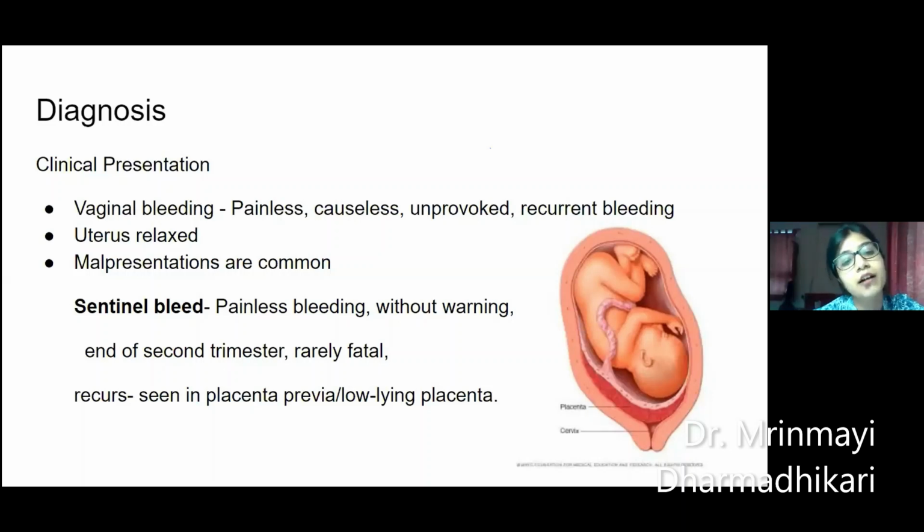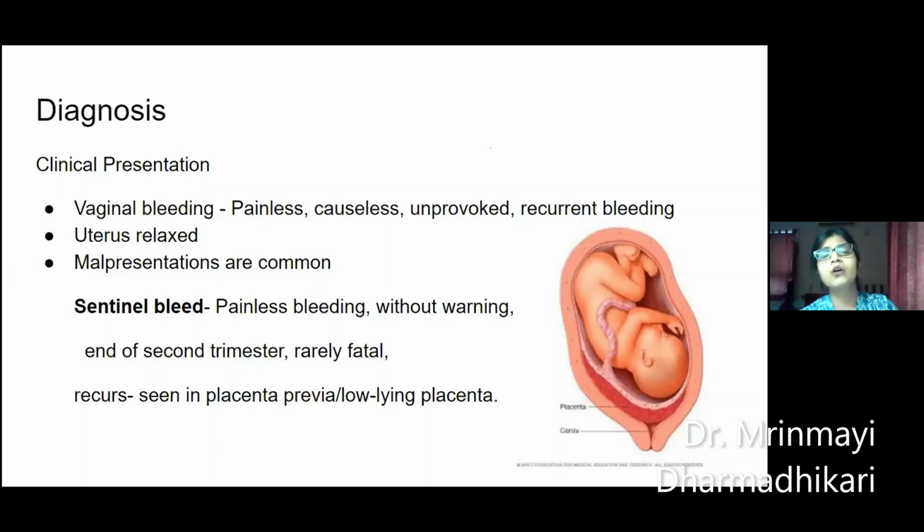Third, malpresentations are more common. Why? Because the lower uterine segment is all occupied with the placenta. So there is no place for the large fetal head sometimes to accommodate itself in the lower uterine segment, which is why placenta previa more often is associated with breech presentations and transverse lie. So it is very important to diagnose these before you plan your mode of delivery.